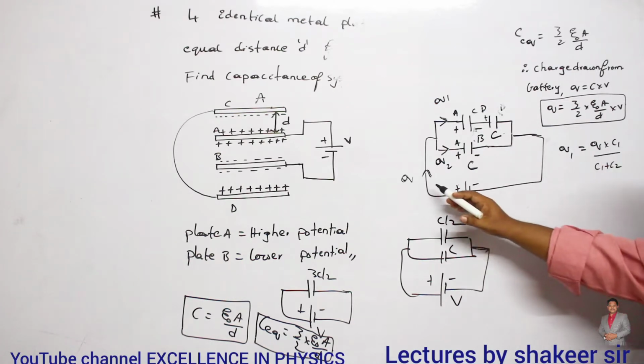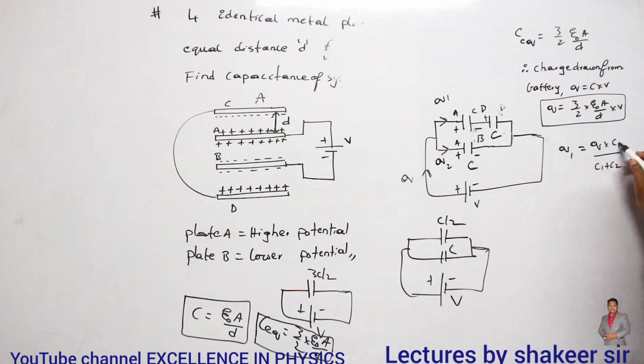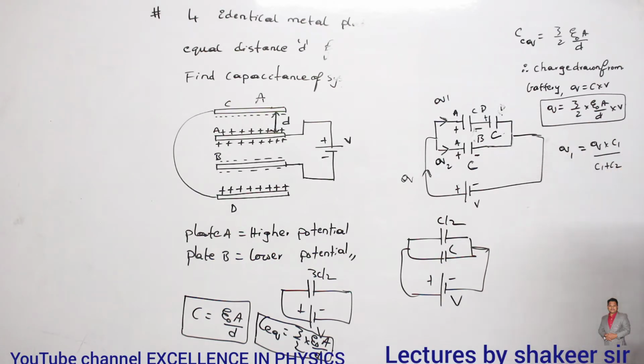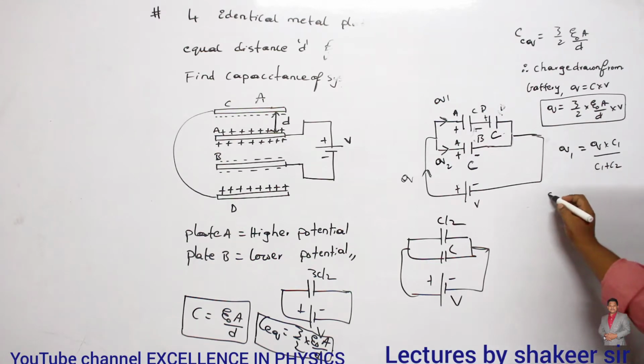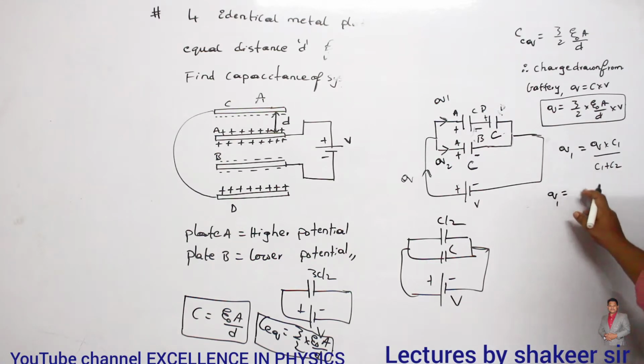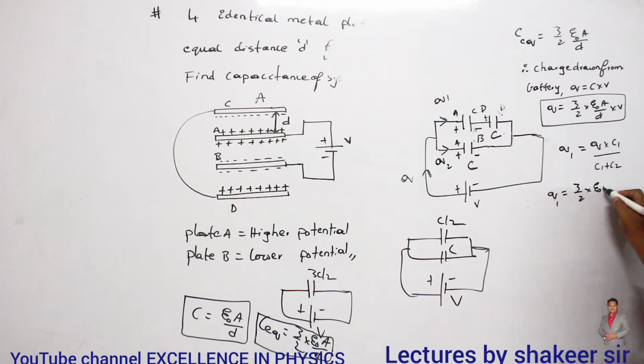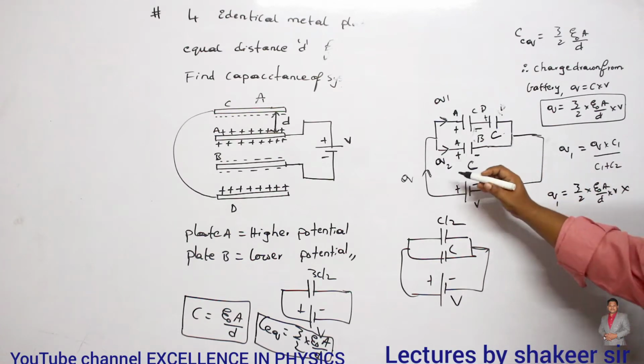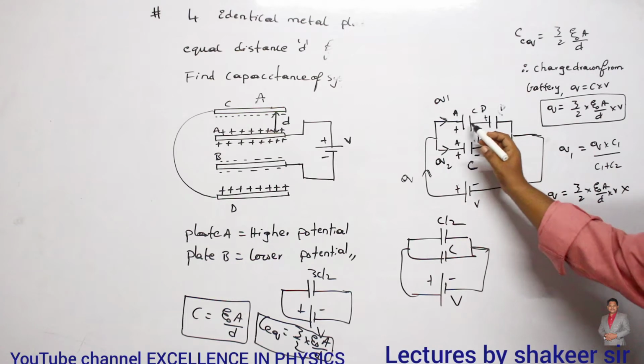This is the formula. Do you remember this one? What is Q? Total charge multiplied by C1 divided by C1 plus C2. Already we have studied this relation previously. Okay. So just substitute in this one. So therefore Q1 is equal to, Q value is how much? Q value is 3 by 2 into E naught A divided by D into V multiplied by C1 divided by C1 plus C2. C1 means the total capacitance of this circuit.